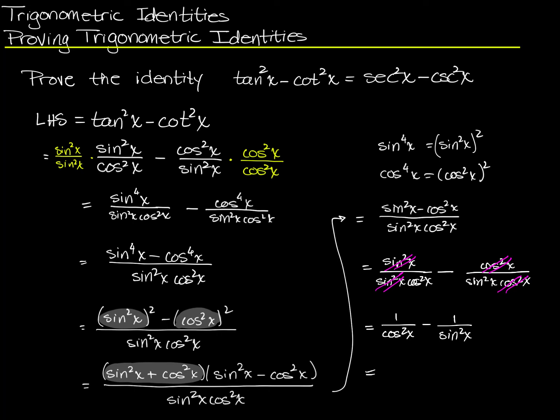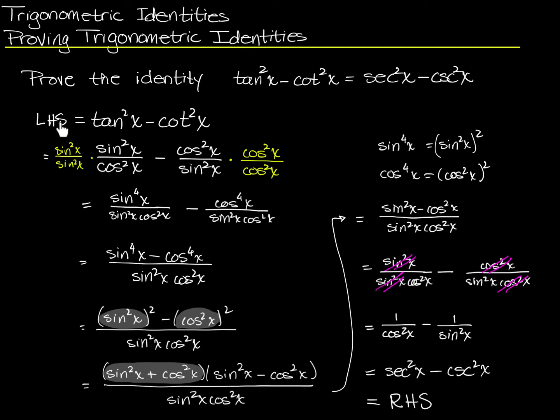And I know my reciprocal identities, so I can write this as secant squared of x minus cosecant squared of x. And all of a sudden, this thing that I started with, tan squared minus cotan squared, looks like the right-hand side, secant squared minus cosecant squared. So I'm done, but I need to indicate to the reader that I'm done. So I'm going to write that that last line equals the right-hand side of my identity.